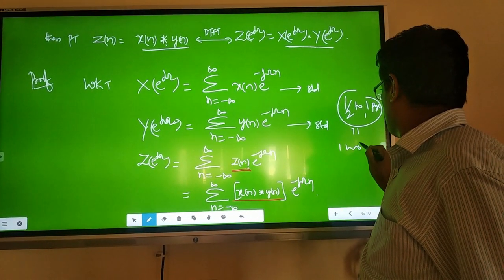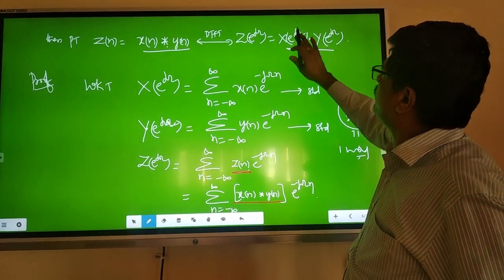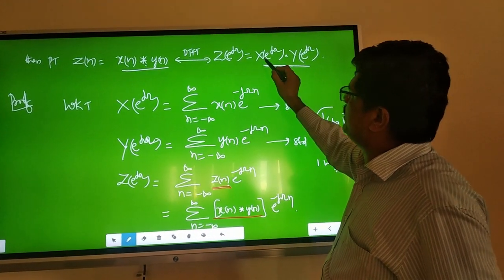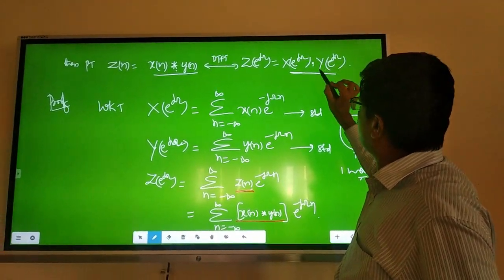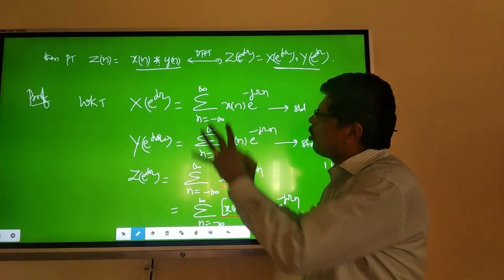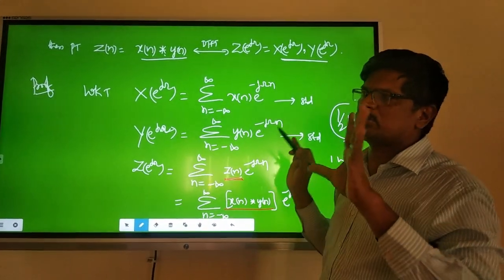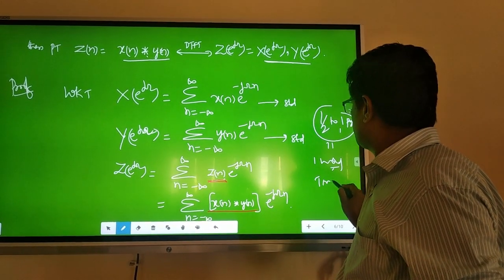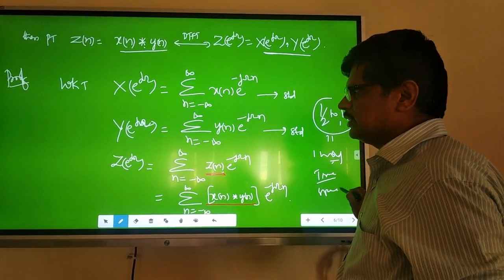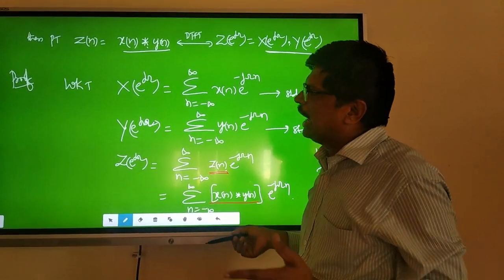This is equivalent to one word, that word being the multiplication of 2 sequences in the frequency domain, that is X(e^jω) into Y(e^jω). That means 1 page of processor work is being reduced to one word. That much time you are saving, that means speed increases. That's how today's processors are fast.